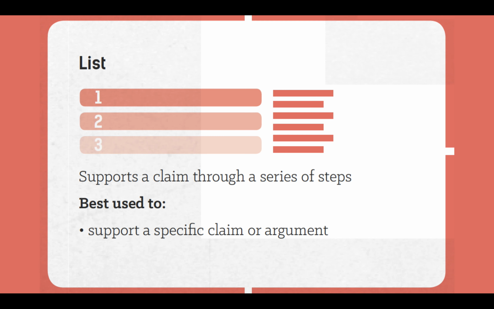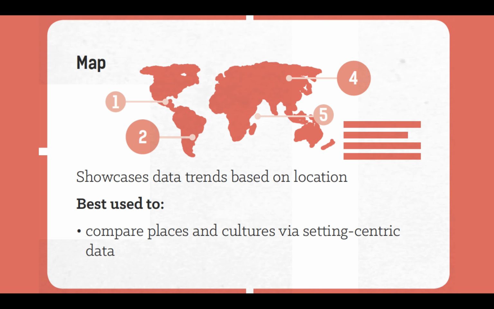Number two is list. That is where you support a claim through a series of steps, and the steps themselves, that is the infographic. As you might imagine from what was just said, it's best used to support a specific claim or argument. You have the main claim is probably the title or subtitle, and the listed points as supporting that.